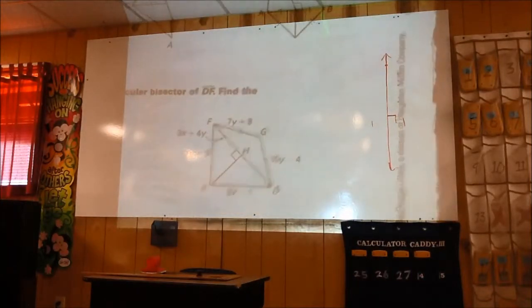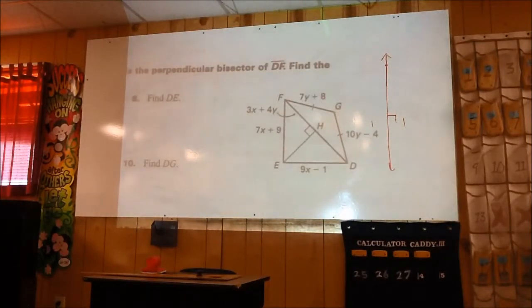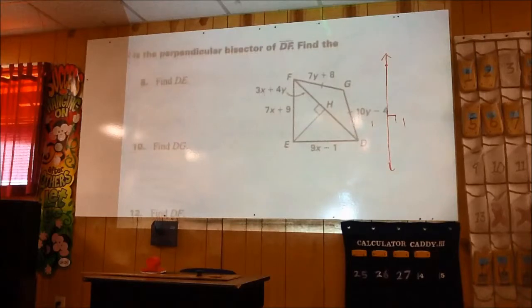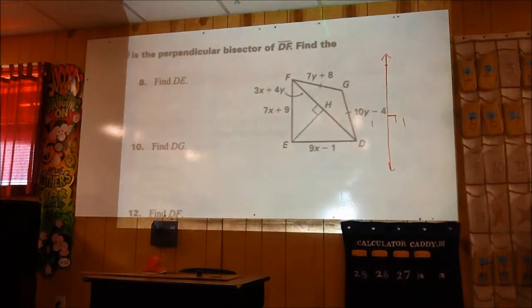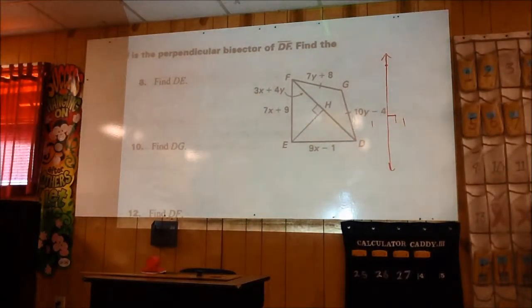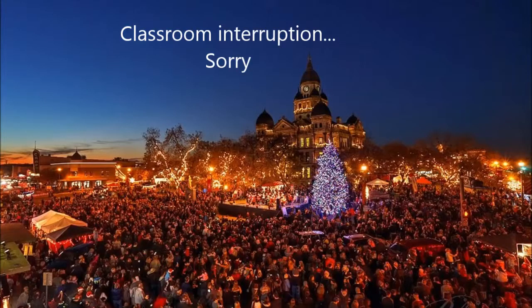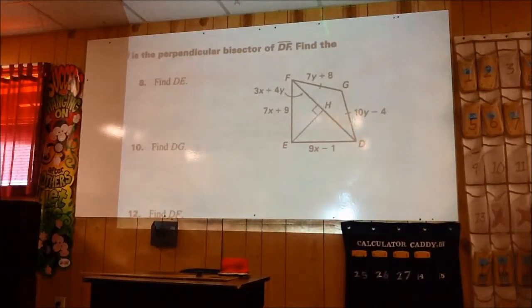Item 88. Item 88 says use a diagram to solve these problems. It says that segment EH is the perpendicular bisector of segment DF. We're going to mark up this diagram. Which segment is being bisected? Segment DF is the one that's being bisected.